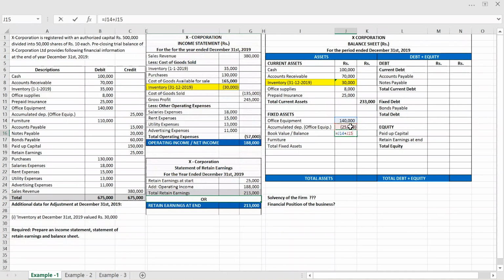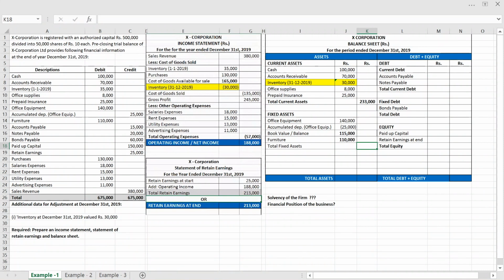Historical cost of office equipment, that is 1,40,000, we get the answer is 1,15,000. So it is also called the book value, or you may say it is the closing balance of office equipment. Similarly, you can see the furniture is also your fixed assets. Here the amount in the trial balance is given, but there is no depreciation given for furniture. What does it mean? We may assume that if there are no values given, it means the furniture has been purchased recently or in the current period, so we have not calculated the depreciation.